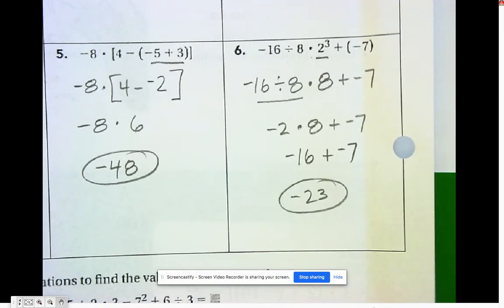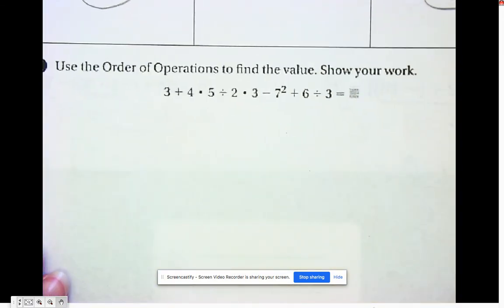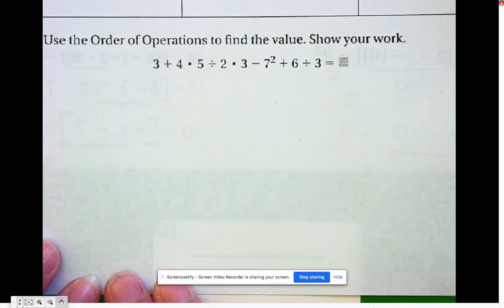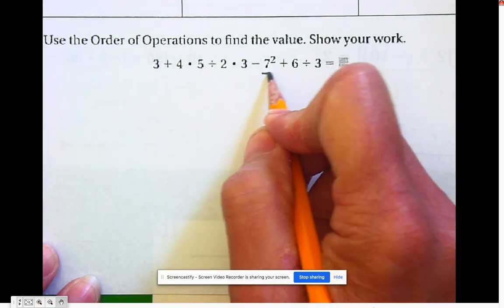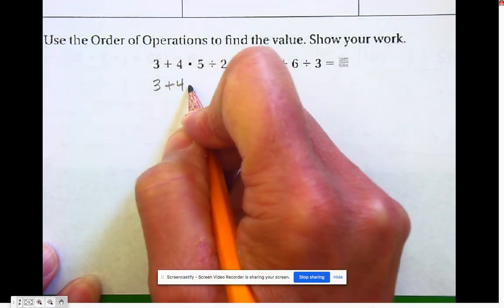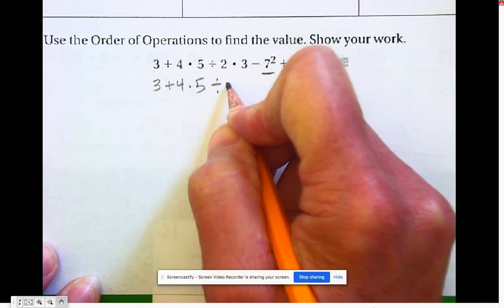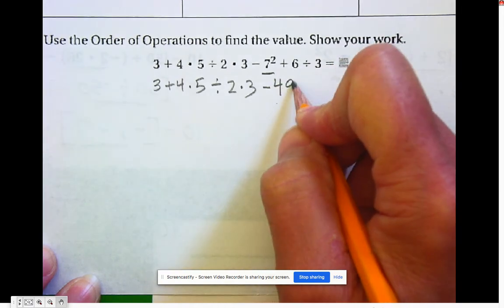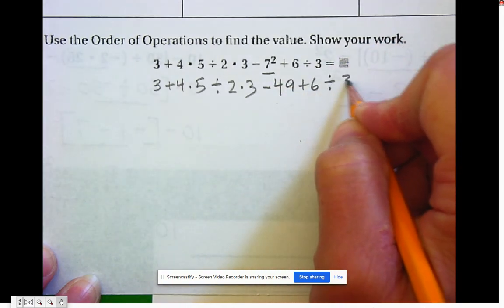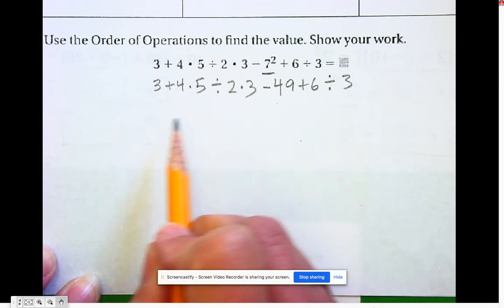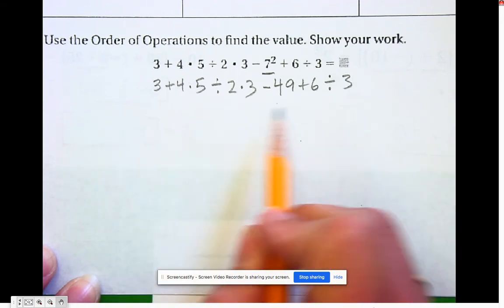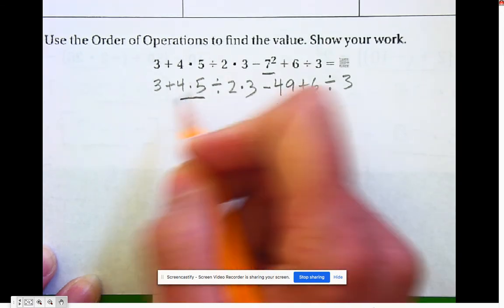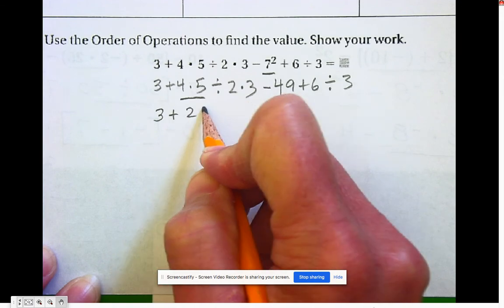Okay, it was a big one with lots of steps. Take your time. Do one step at a time. Okay, did you do your exponent first? Negative 7 squared is 49. Okay, so I'm looking across. It looks like I've got no more exponents, no parentheses, but multiply or divide, whichever one comes first. 4 times 5 is 20.